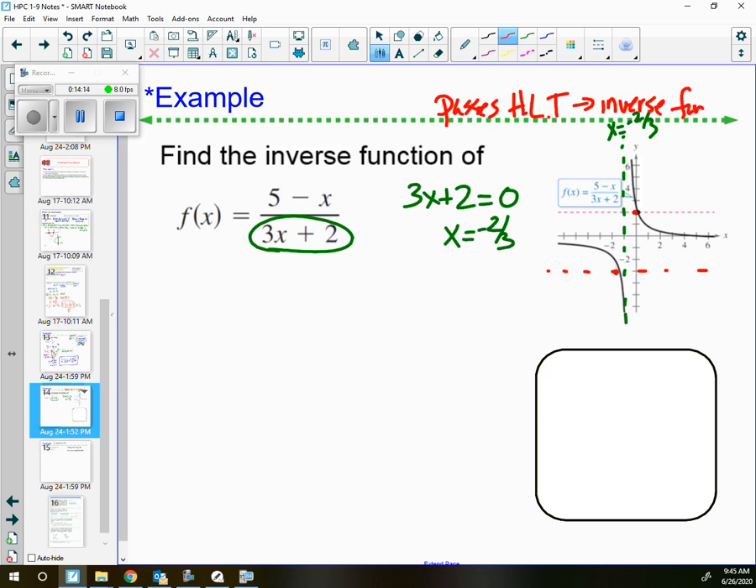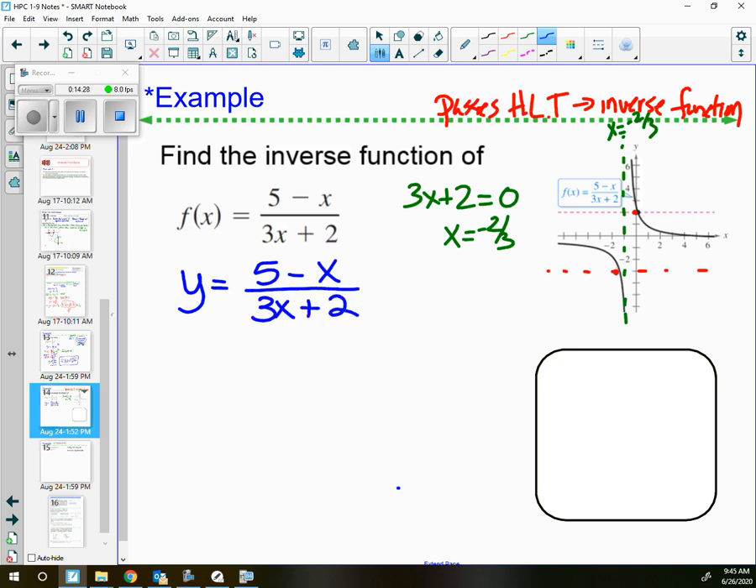Now, the tricky part in this one is how do you find the inverse? Oh my goodness, this is a little more complicated. All right, so let's go ahead and see if we can find the inverse equation. So again, I'm going to switch this out to y instead of f of x, just to make life a little bit easier. All right, so what you have to do is switch the domain and the range, the x and the y.